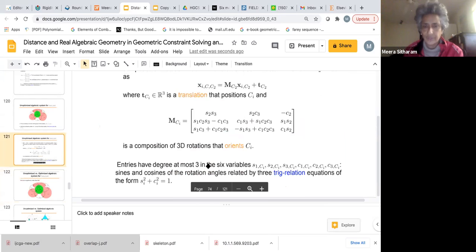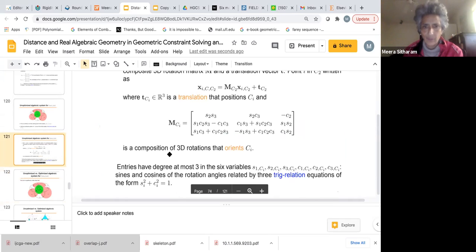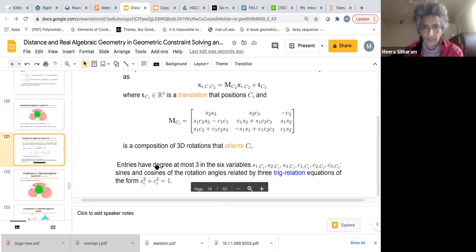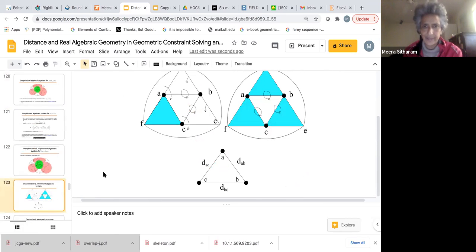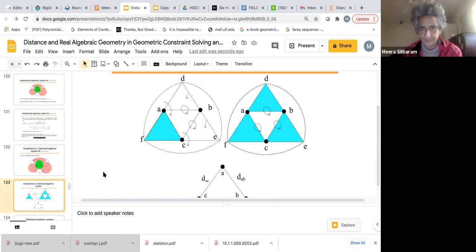And that will give you in the end something like, how many equations and unknowns? Okay, so this will be degree at most three in the six variables, related to the three trig relation equations of this form. But we can do better than that. Again, there are two possibilities. So this is the original way of doing it.